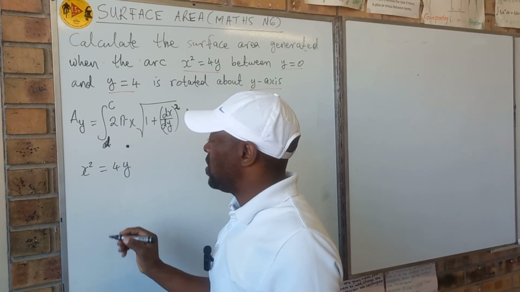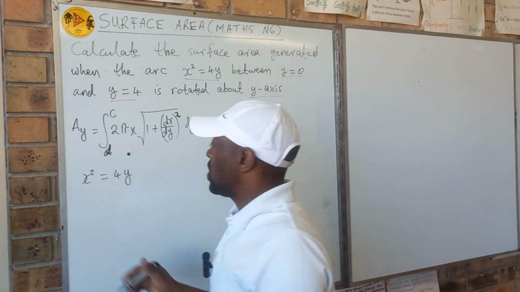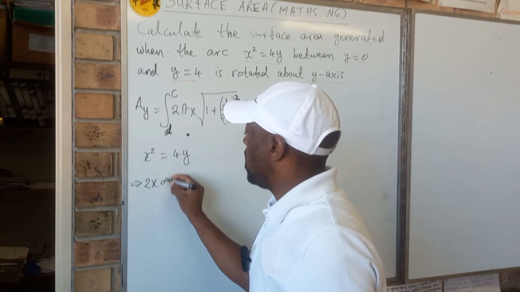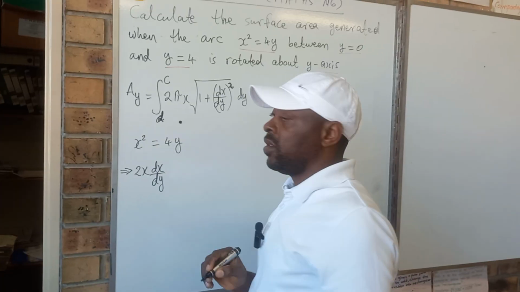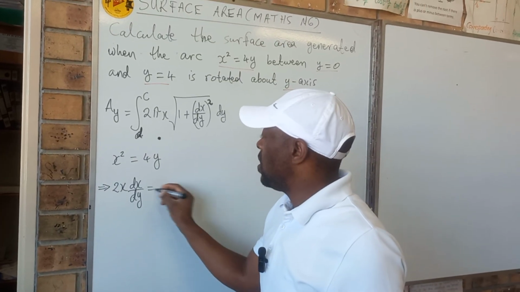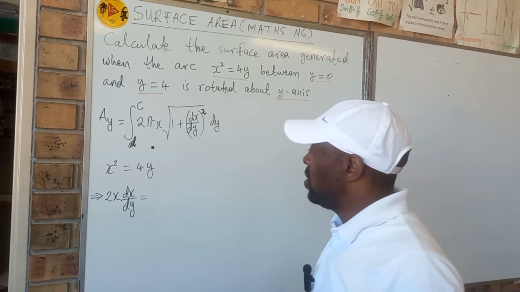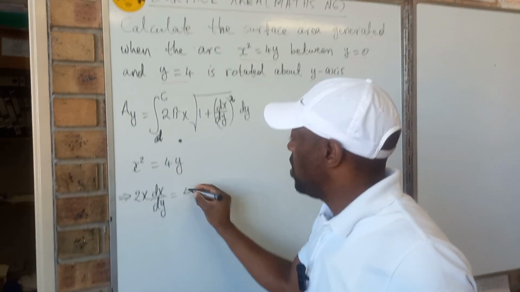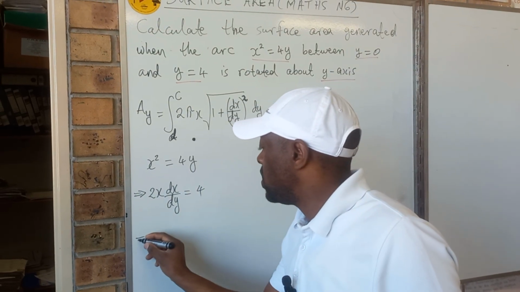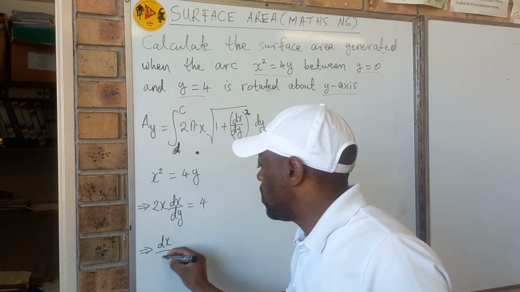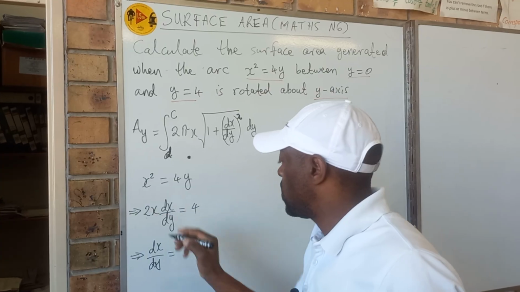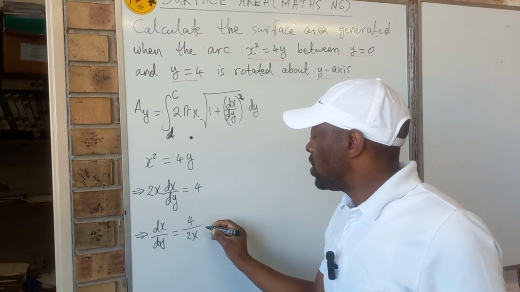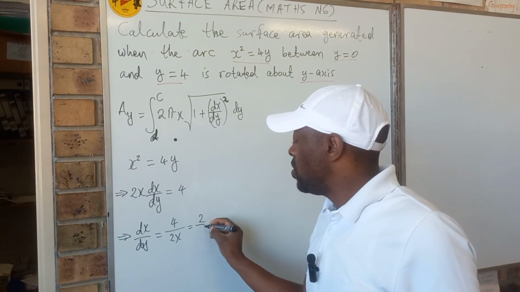If I start with implicit differentiation, it means I'm differentiating both sides. If I differentiate x squared, I'll get 2x, then dx over dy. So that's how implicit differentiation works. Then on the other side, with dx dy, you're differentiating y. If you differentiate 4y, you get a 4. So from here, if you make dx over dy the subject, it means you are dividing both sides by 2x. That will give you 4 on 2x, which becomes 2 over x.